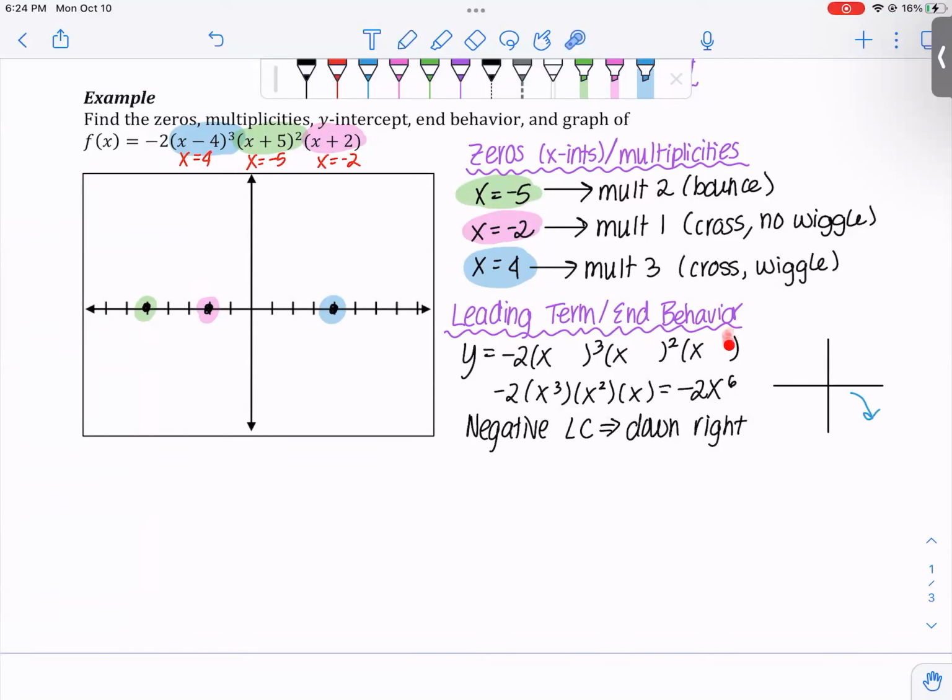The multiplicity is even, so it goes in the same direction. Not multiplicity, the degree. Even degree, same direction. So if it goes down to the right, it'll go down to the left as well.